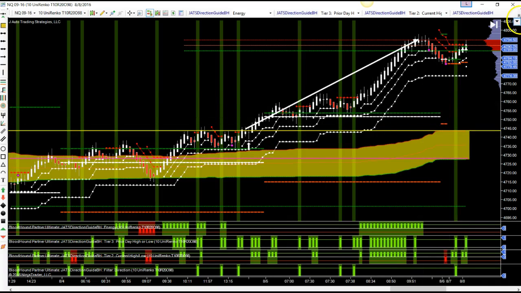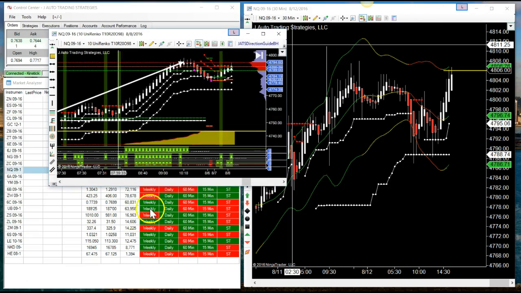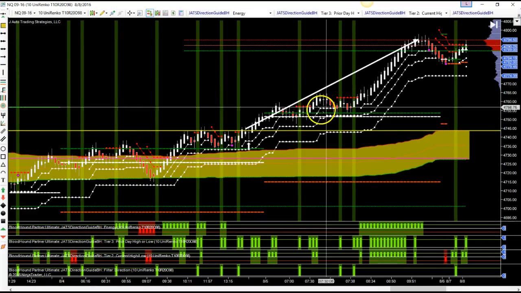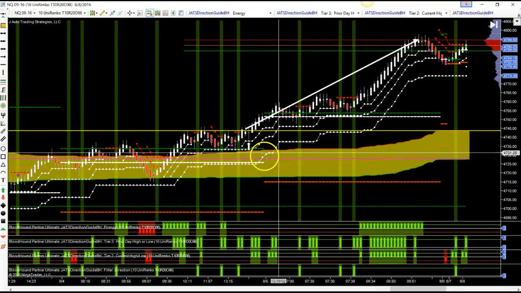So once you know your direction on your higher time frame, that's the direction we want to go. And here is how we get in.